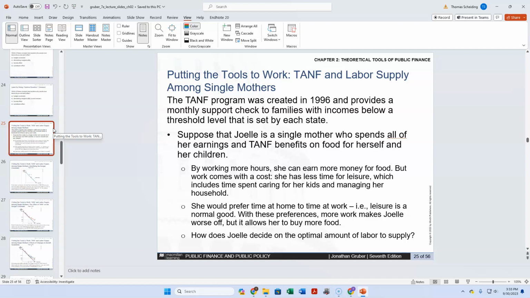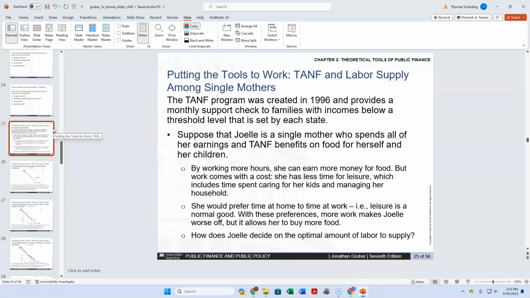So this was created in 1996. It was created in part from the fact that the Republicans in the Congress under Newt Gingrich really wanted to reform the social support network that hadn't been revised since it was first created in the 1960s. And what the Temporary Assistance for Needy Families program did is it provides a monthly support check. As you can see here, it provides basically money to families that have a certain income level.